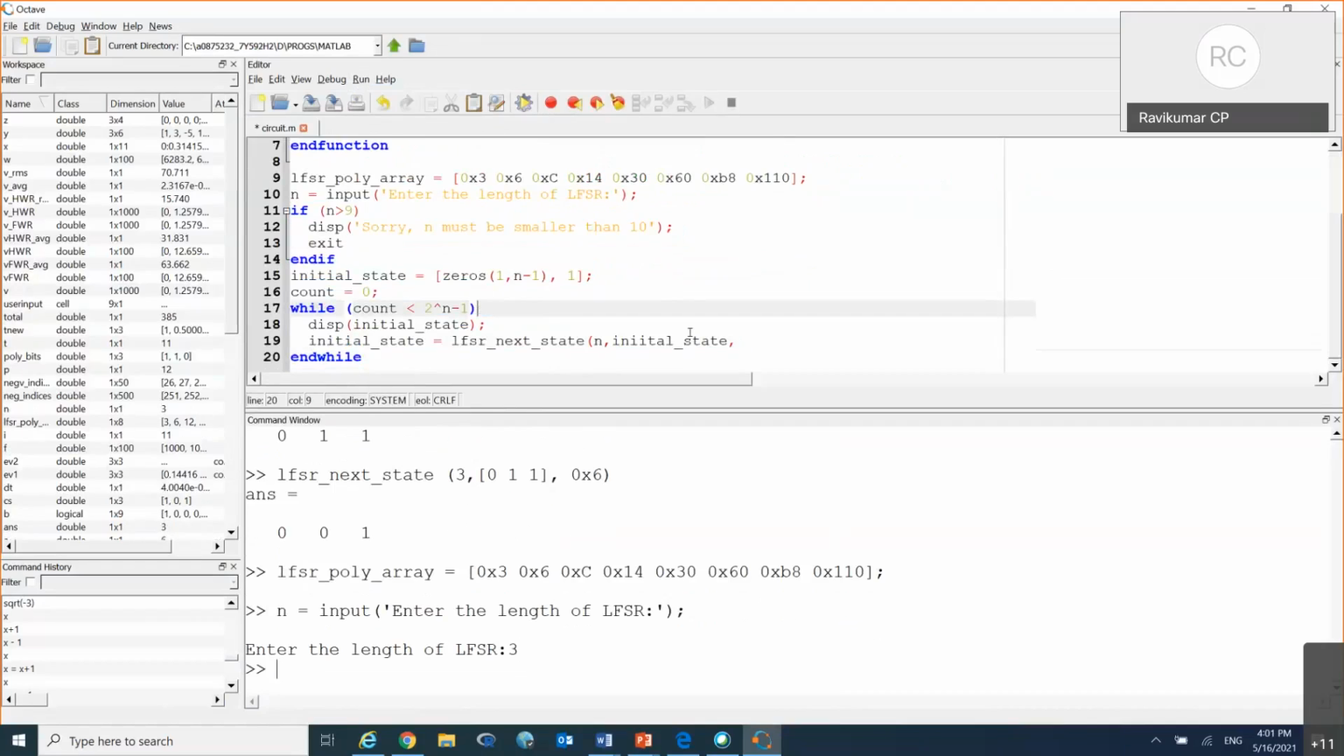And I forgot the LFSR poly array. Okay. Oh, one more thing. This n should have one. This is 1, 2, 3, 4, 5, 6, 7, 8, 9. So I'll have a dummy here for n equal to 1. Okay. So I'll send that, and then I will have to say current count is equal to count plus 1. So I'll have to do this.